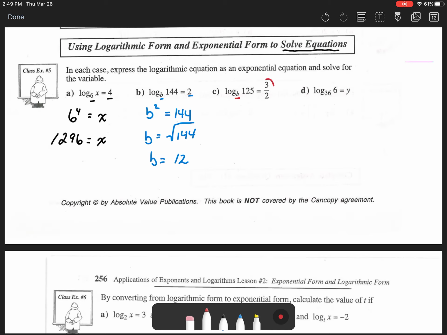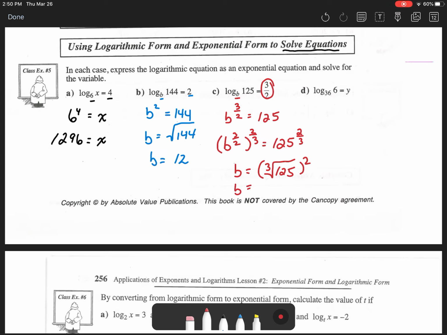In c, it's going to be b to the exponent of 3 over 2. So b to the exponent of 3 over 2 equals 125. Now we use our knowledge from last day. I want to have just b. So if it's to the exponent of 3 over 2, I have to raise it to the exponent of 2 over 3. And so I have to do that to both sides, raise both sides to 2 over 3. I'll be left with b on the left-hand side. This means I'm going to take the cube root of 125, and then square it. So the cube root of 125 is 5, and 5 squared is 25.